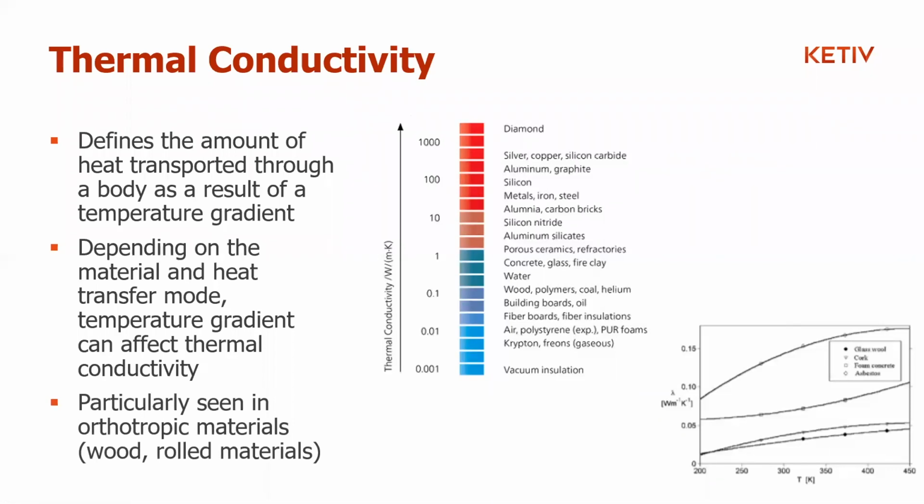Now, this is particularly seen in orthotropic materials, like wood or rolled materials. So if you're using sheet metal, it's likely that the standard conductivity value that you use, that one little number, is not really representing the entire behavior of the material over that temperature range.